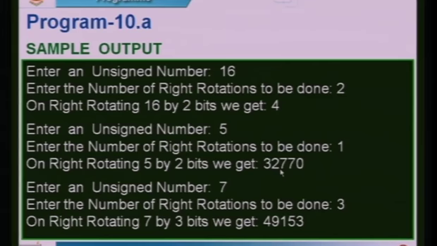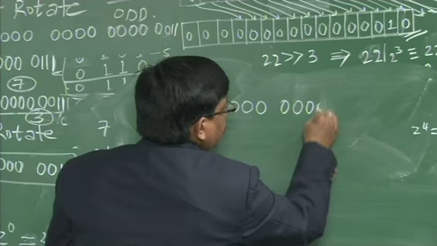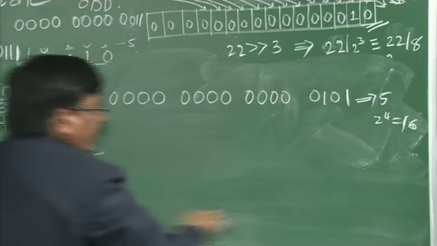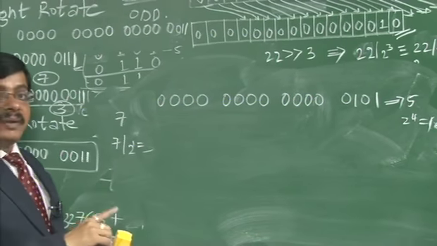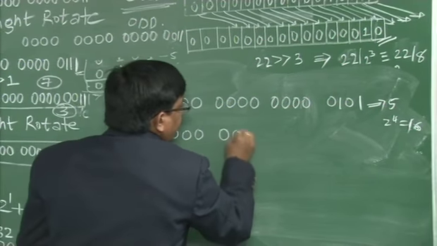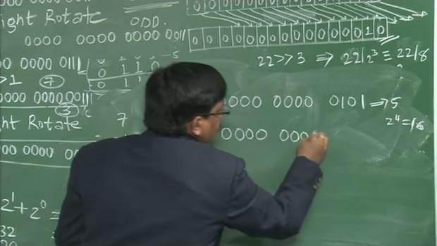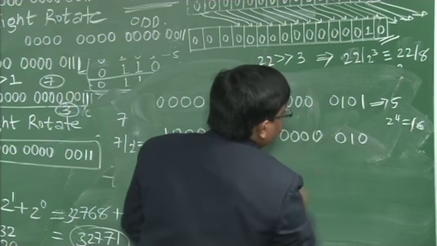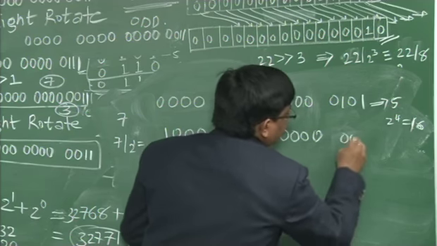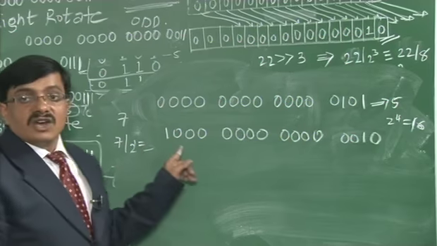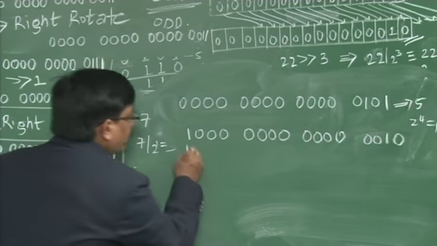So here, for the value 5, the sequence will be 0 1 0 1. This is the value corresponding to 5. Now when I perform the right rotation by 1 bit, what sequence do I get? This 1 will come to this particular position, so the 1 0 will be moved there. This is the sequence I get after performing right rotation by 1 bit. Fine. When I perform the right rotation by 1 bit, this one has come there.